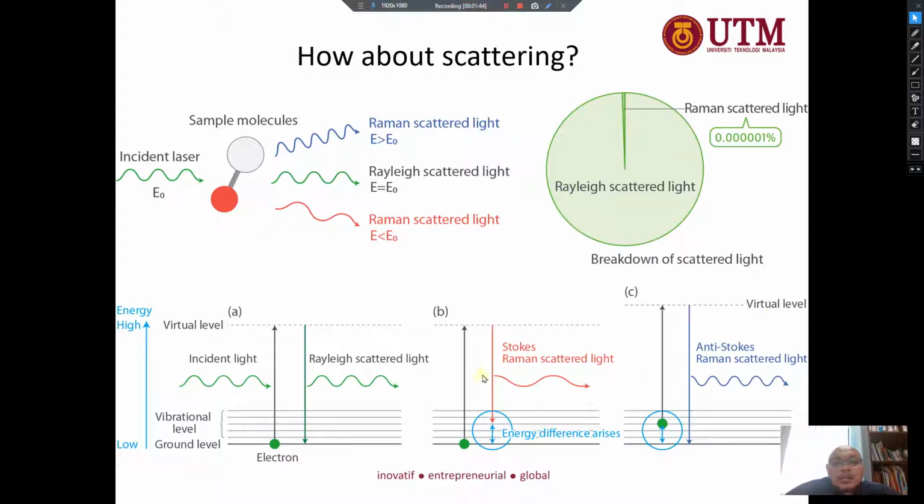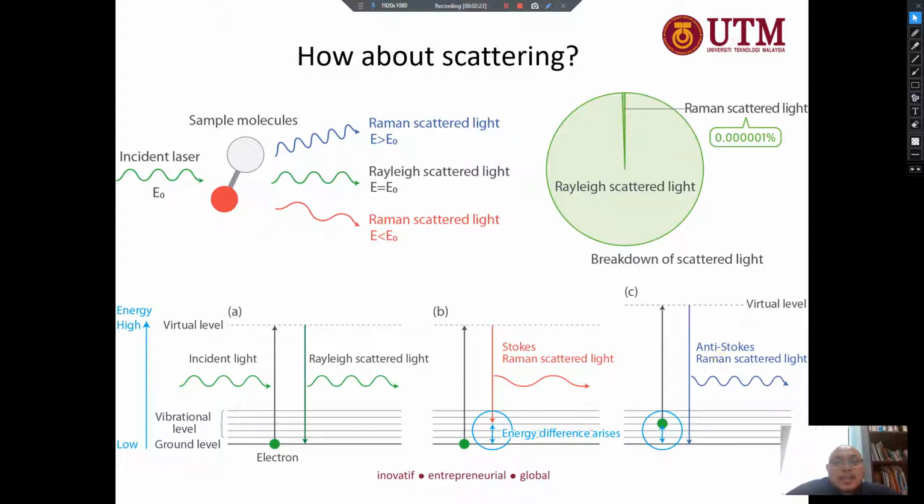Stokes-Raman scattering is when the molecule goes to the virtual level of excitation, and then goes to a lower level, but the energy scattered is less than the energy of the incident light. We call that Stokes. For anti-Stokes, it happens when the energy after scattering is higher compared to the energy of the incident light. We call that anti-Stokes.